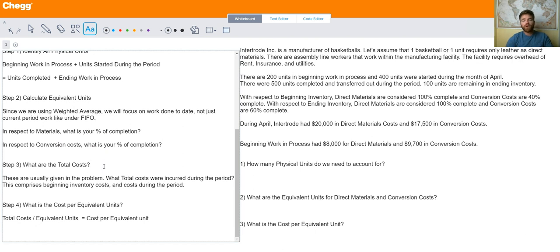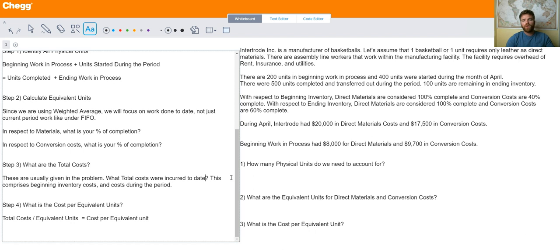Now step 3, what are the total costs? So these are usually given in the problem. So what total costs were incurred? And that's not during the period, but to date. So all the costs incurred to date. So this usually comprises beginning inventory costs and costs during the period. All the costs, beginning and the cost during the period.